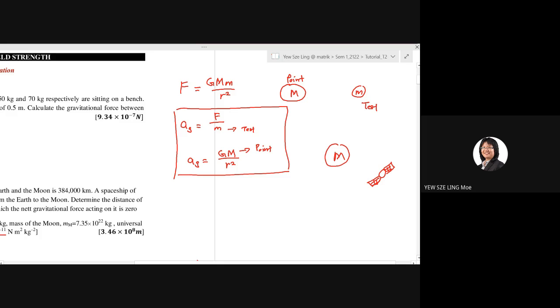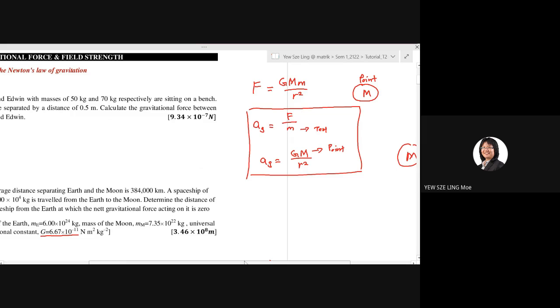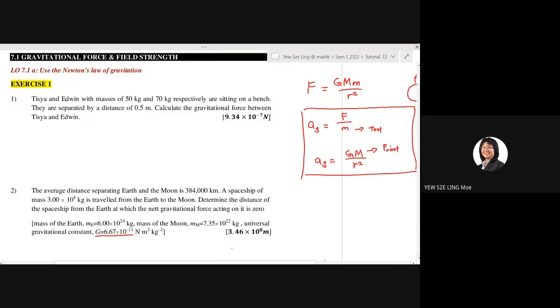Then that point would be acting as a test mass, because you are testing. So at that point, you place a small object, maybe it's a human, maybe it's a satellite, maybe it's a small planet. Then that would be a point mass. Okay, now let's go back to exercise 1.